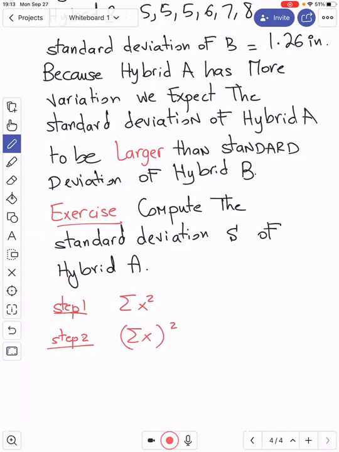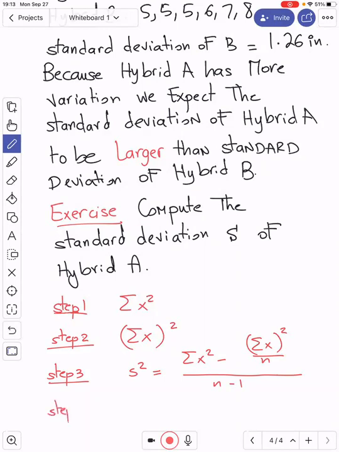And then step three, you can compute the variance, S squared. That would be the sum of x squared minus this thing here divided by n, and then the whole thing divided by n minus 1. That will be your variance, and then the standard deviation, S, would be just the square root of S squared.